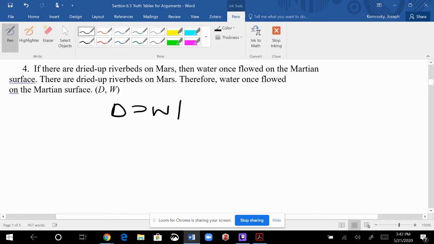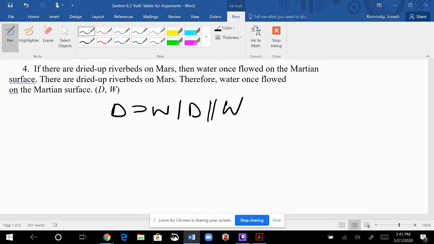And then the second premise is D, right? There are dried up riverbeds on Mars. And then we have a conclusion, which is marked off by a double liner, right? So we just have a W. Now, if you wanted to look this up, this is review.